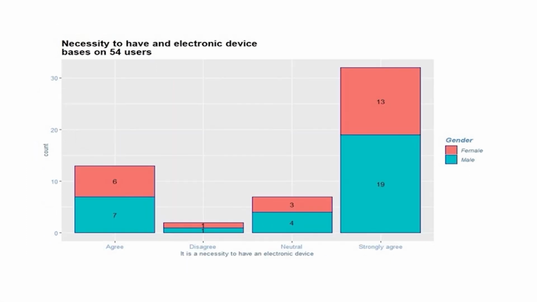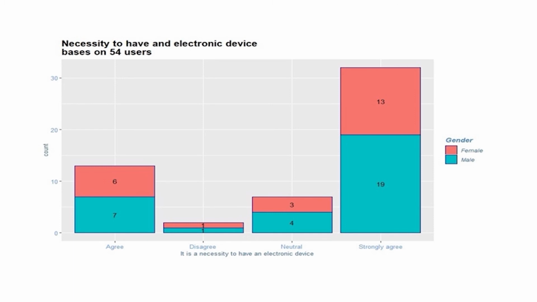The bar chart illustrates the number of males and females that think owning an electronic device is necessary. The vertical axis represents the number of users, while the horizontal axis represents the necessity scale according to gender. Majority of the males and females strongly agree with the statement. Almost the same number of males and females agreed with the statement. 7 respondents had a neutral opinion about it, and only 2 respondents disagreed, but no one strongly disagreed, which is actually a good thing.